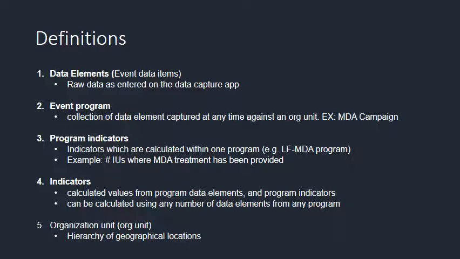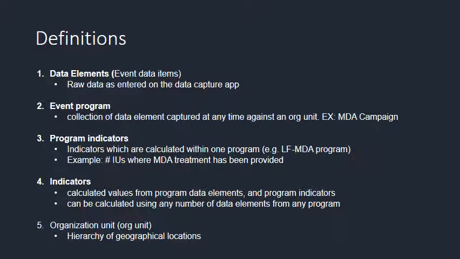Thirdly, there are program indicators, and these are indicators which are calculated within one single program. So, for example, all the indicators which are based on the information entered on an LF MBA program. An example of such an indicator would be the number of IUs where MBA treatment has been provided. This is calculated based on information only available within the LF MBA program. So the form contains all those data elements which allow you to calculate this specific indicator.